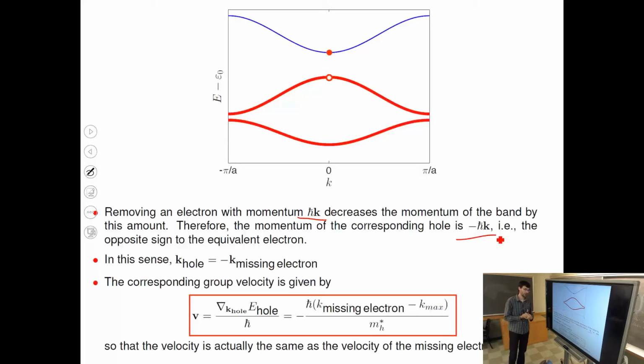However, the k momentum of the hole is minus k of the missing electron. But we are going to define a group velocity like this, and it will have this extra minus sign here, which will mean that the hole will move in the same direction as the electron in this case. So it will have a momentum minus k, but it will move in the same direction. And so that's another minus sign that we have to worry about.